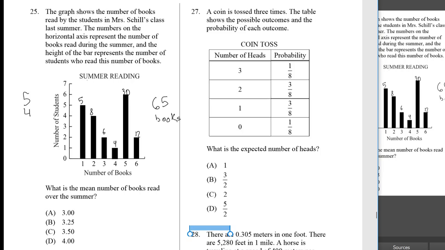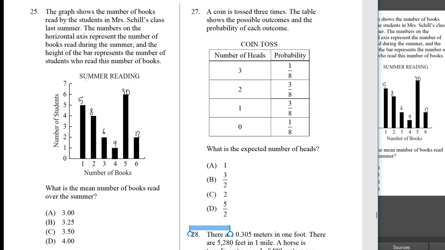Alright, so let's just go over the last section of the mathematical achievements, question 25 onward. The first question is about books over the summer, average number of books read. It's a little tricky because they have the books on the x-axis and the number of students on the y-axis. So how we go about this problem is first counting or totaling the number of books.